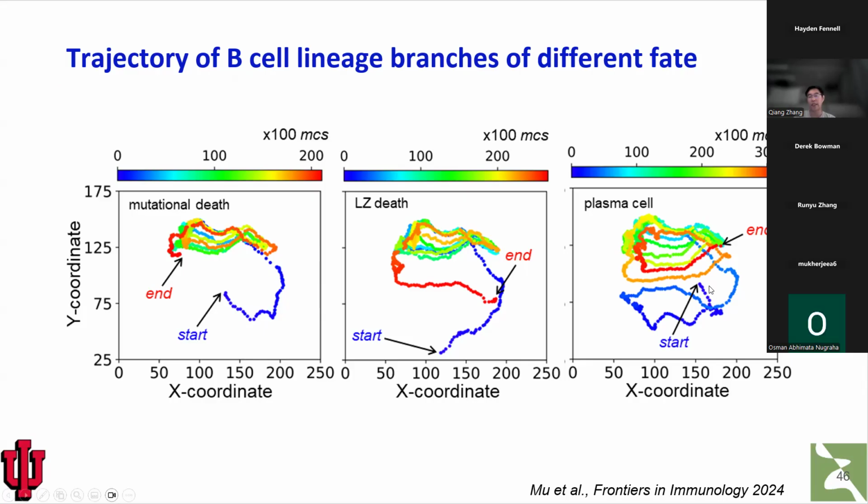And the cell on the right, starting over here and ending over here in the lysosome, actually becomes a plasma cell because its affinity becomes very high. So it triggered that terminal differentiation.